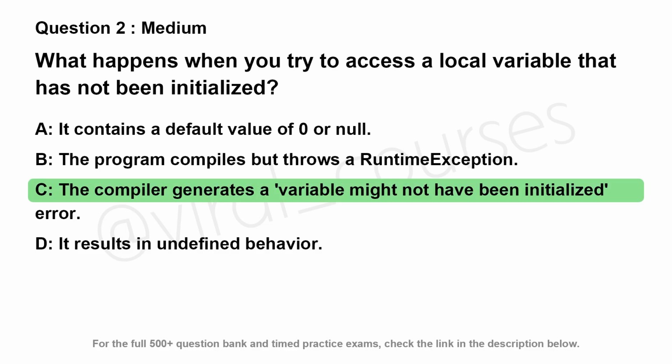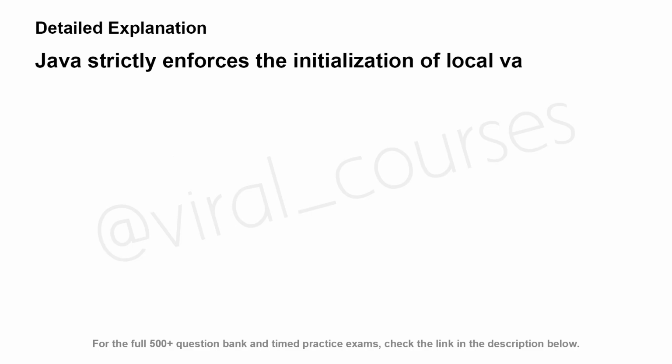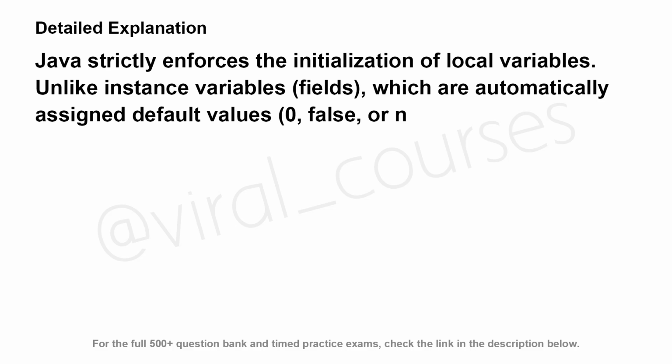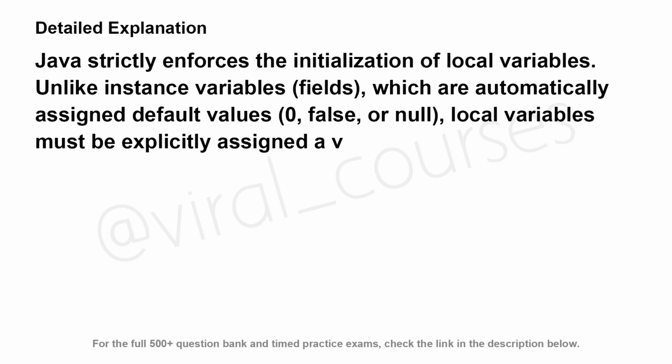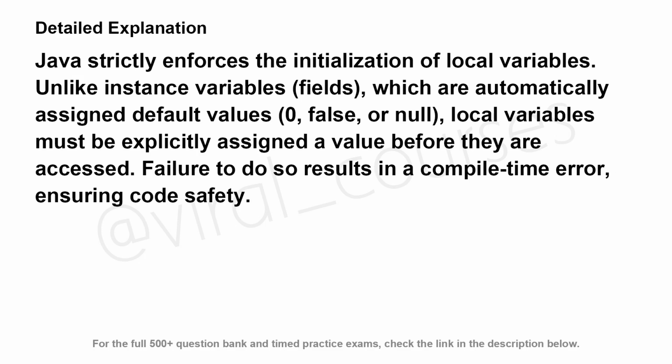The correct answer is C. Java strictly enforces the initialization of local variables. Unlike instance variables, or fields, which are automatically assigned default values such as 0, false, or null, local variables must be explicitly assigned a value before they are accessed. Failure to do so results in a compile time error, ensuring code safety.